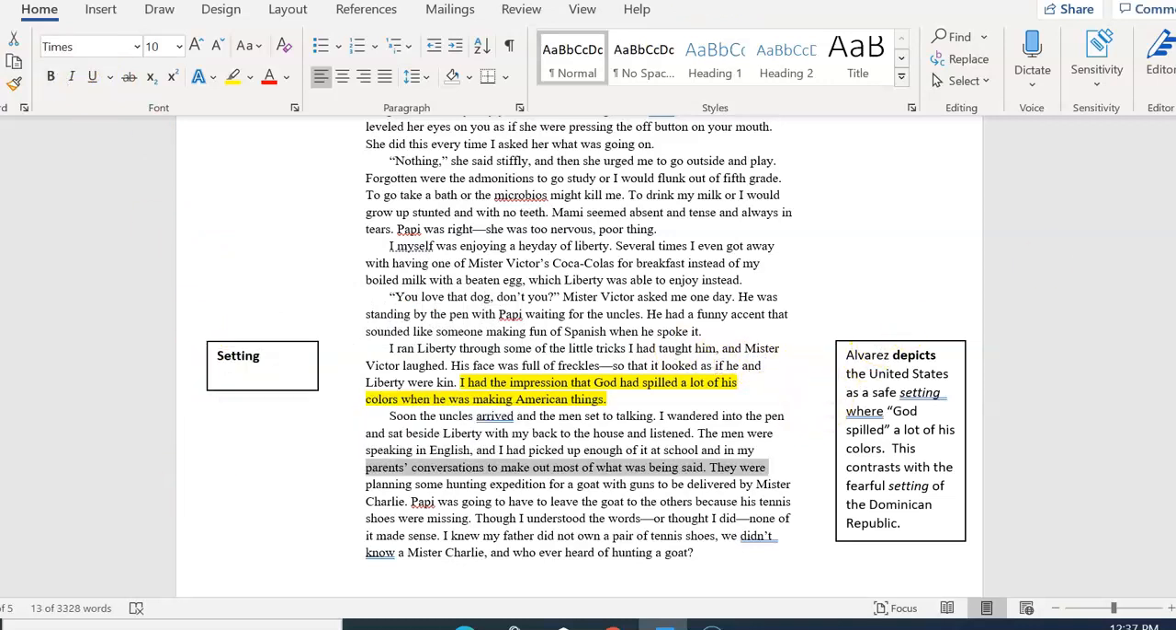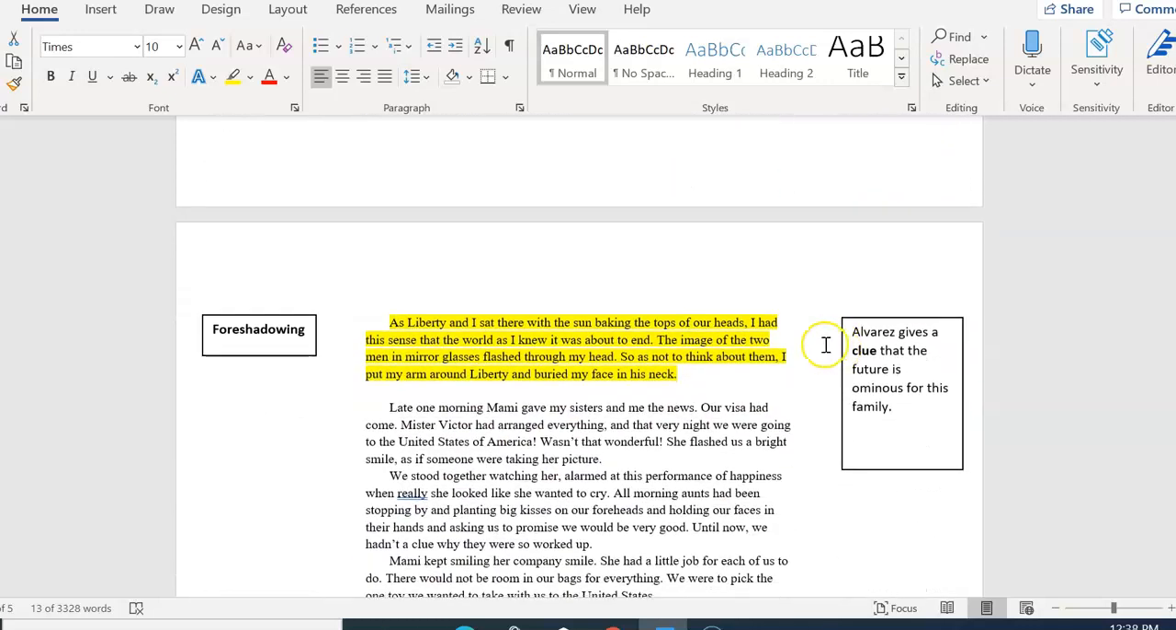And then again, I have the author. I'm just going to show you again. We have the author, Alvarez, depicts, the verb, and then the because. Alvarez depicts the United States as a safe setting where God spilled a lot of his colors. This contrasts with the fearful setting of the Dominican Republic. So she's setting up a contrast here.